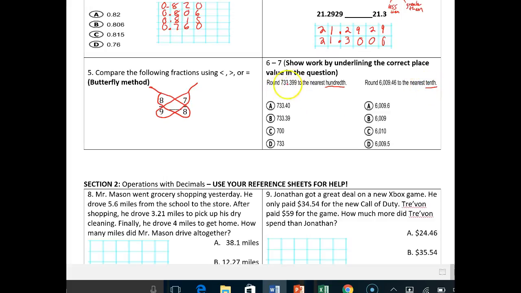The hundredth place in this number is not 7. That is the hundreds place. You want to find the hundredth place. The tenths place in this number is not 0. You want to find the tenths place. So you would underline whatever place value you think the hundredth is, circle the number behind it, and then give me your answer whether you're rounding up or down.